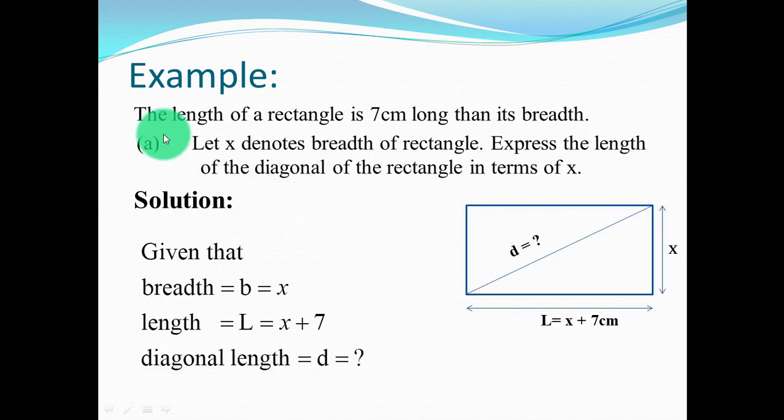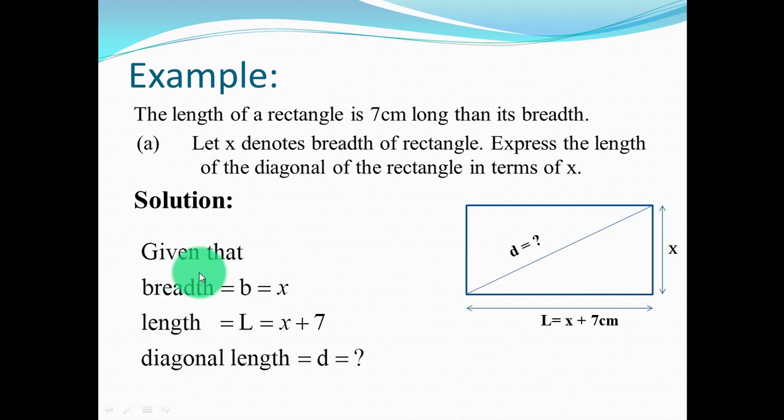Another example we have. The length of a rectangle is 7 cm longer than its width. Part one: let x denote the width of the rectangle. It means that x is the quantity of the width. Okay? It means that x denotes the width of the rectangle. Express the length of the diagonal of the rectangle in terms of x. We have to find this diagonal in terms of x.